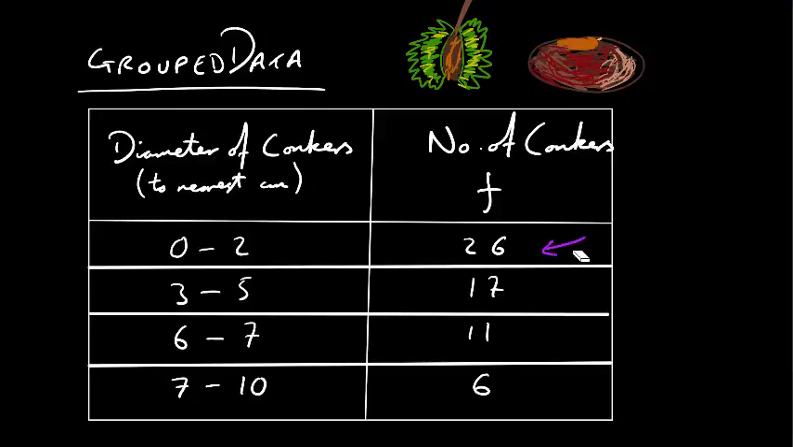So 11 conkers had a diameter of between 6 and 7 centimetres, and 6 conkers had a diameter of between 7 and 10 centimetres. And I want to try and find out the mode and the median of this data. Well, the mode is still nice and easy.